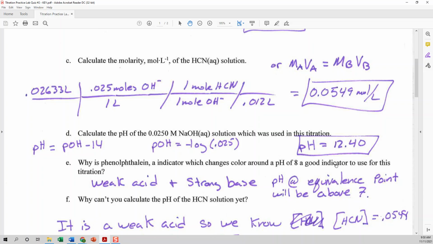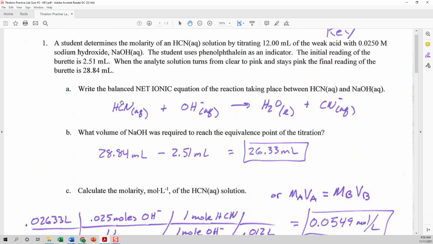But in this scenario, remember, we're doing a weak acid and a strong base. And whenever you do a weak acid and a strong base, we'll learn how to calculate what the actual pH would be at the equivalence point down the road.